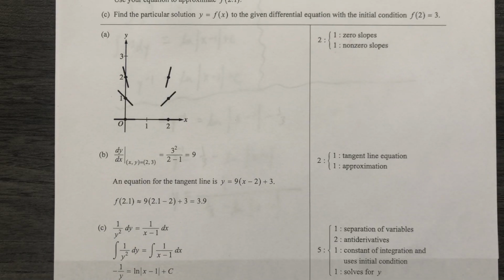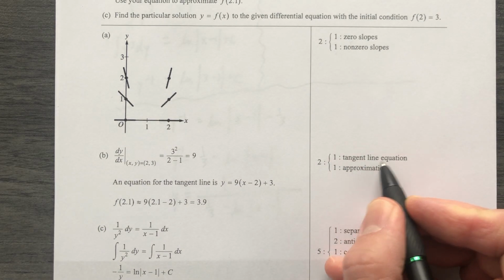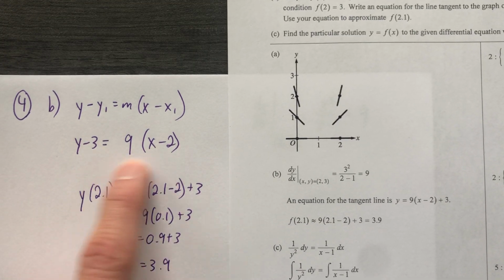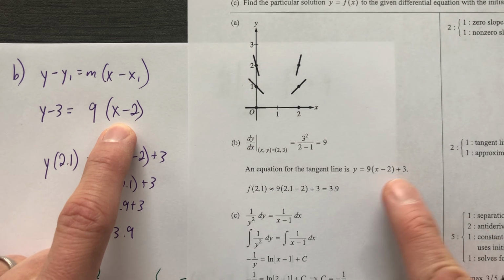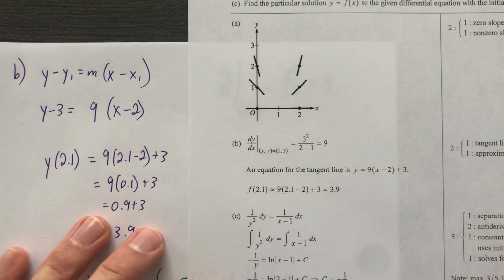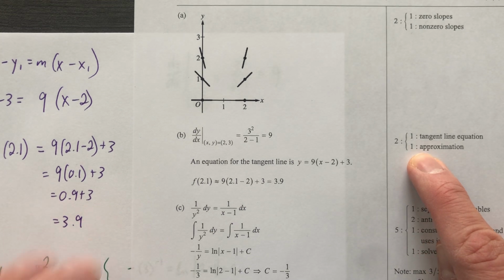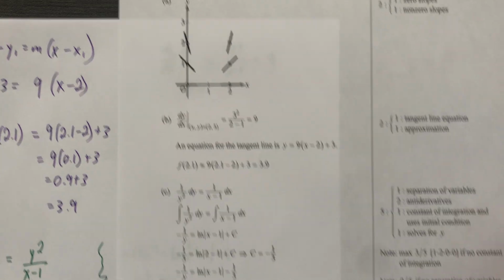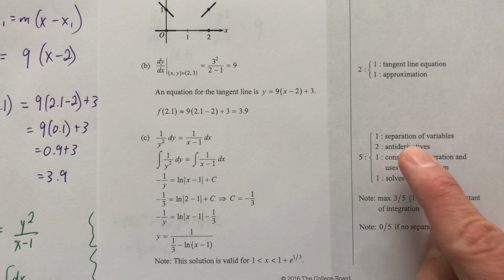Okay, part B, you're going to get a point for the tangent line equation, which we have right there. And they solved it for y. I really don't think that's a massive deal. And a point for the approximation, which is 3.9. Okay, ton of points in part C. 5 points, here we go.